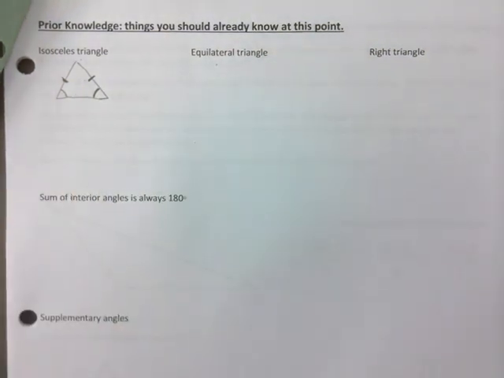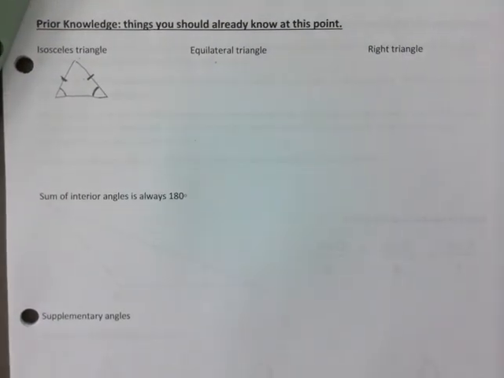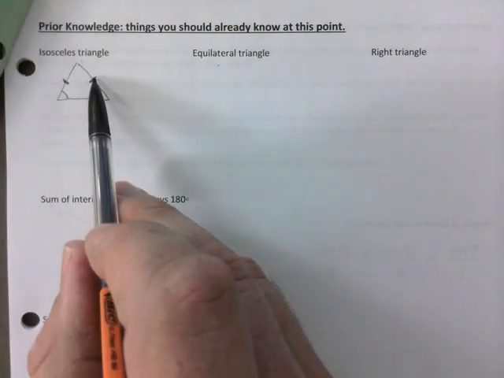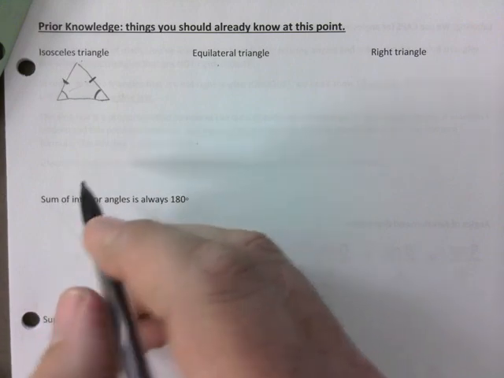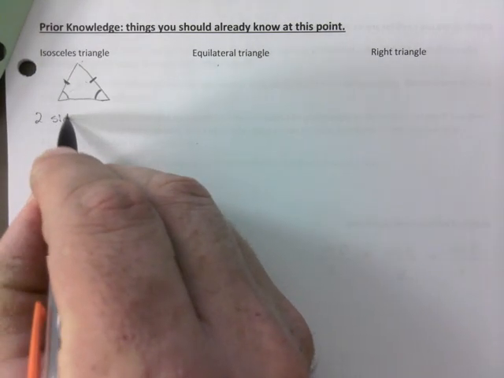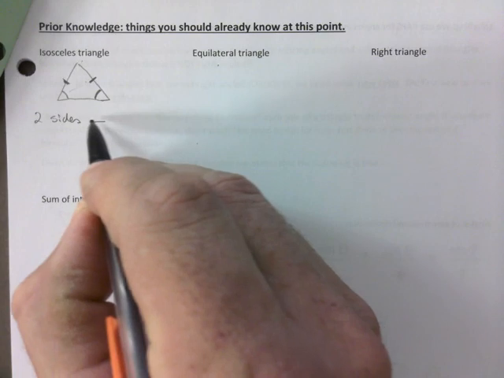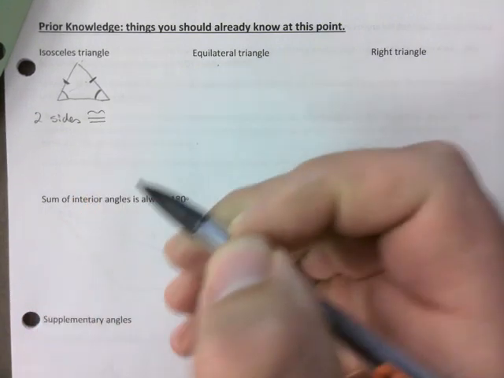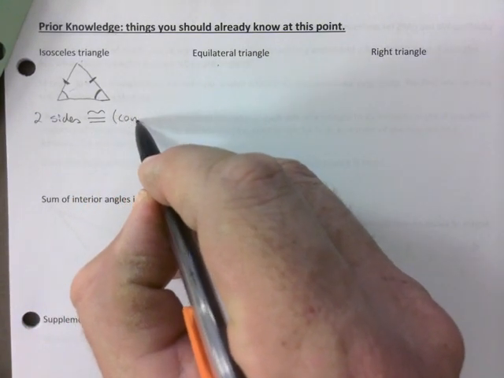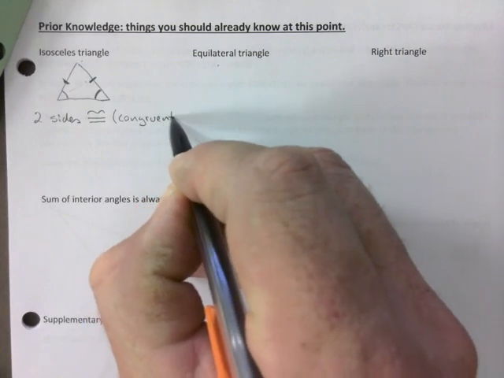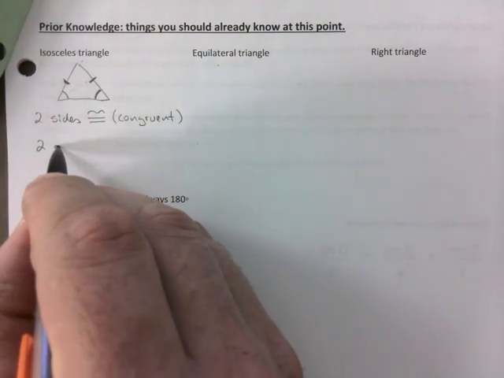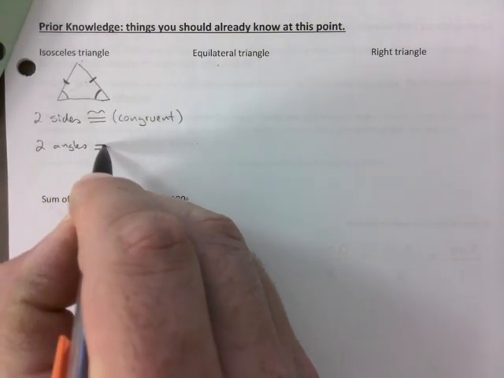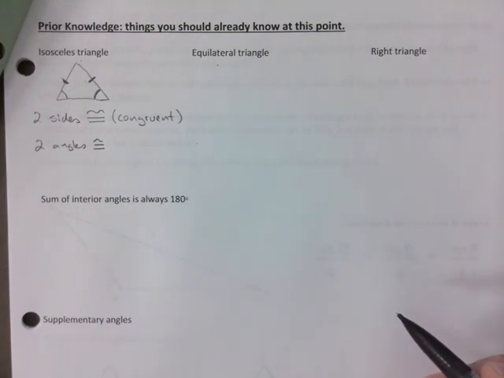So let me make this a little darker, I think. It's just there. So if 2 sides are the same, you can bet that the angles across those 2 sides will be the same as well. It's called congruent. 2 sides are, watch this, it's an equal sign with a third wave, right? That's congruent. Congruent is a fancy word for the same. Okay? 2 angles that are congruent, right? That's what it's saying there.